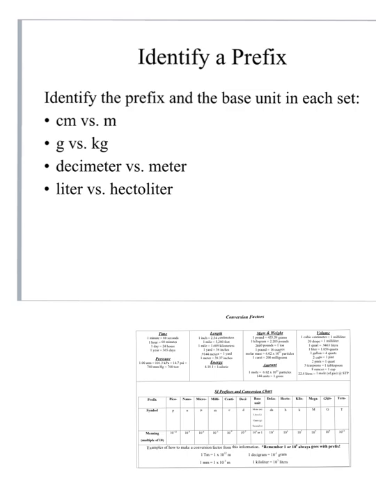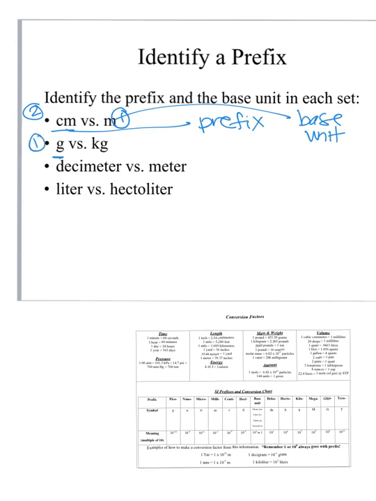Okay, so let's practice being able to identify. It says identify the prefix and the base unit in each set. Okay, so this one has 2 letters, so cm versus meter, which has 1 letter. So cm is my prefix and meter is my base unit. Also, the prefix will include the base unit in it. That's the other way to figure it out. So we have g, which stands for grams, so that's 1 letter. kg, k stands for kilogram, so that's 2 letters. So grams is my base unit, and kg is my prefix.